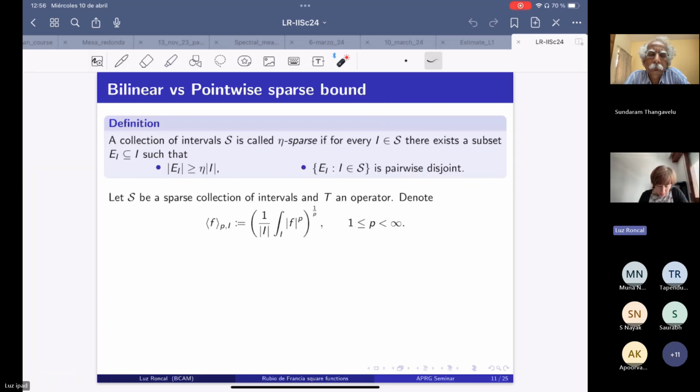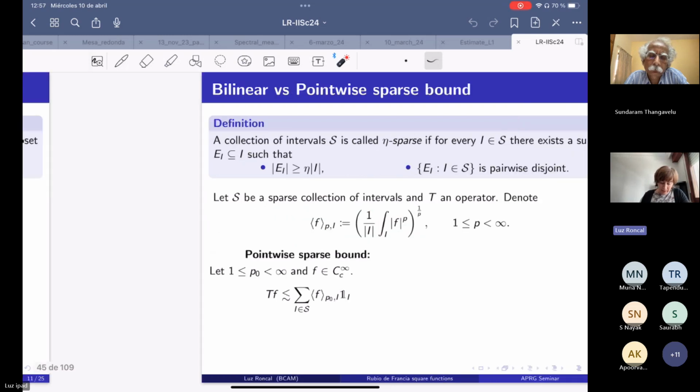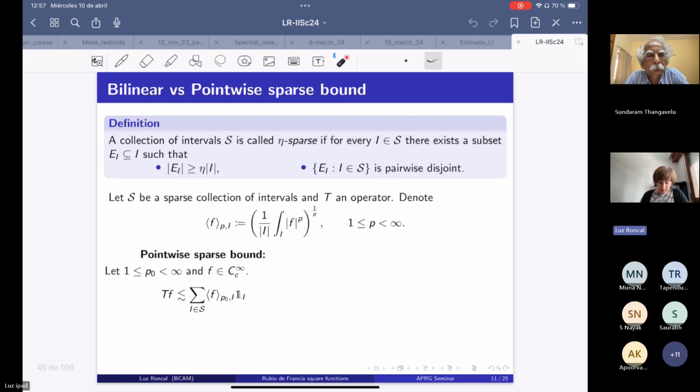Just some notation. This is the notation I will use for the averages. These are the p-averages of a function f. And then a sparse operator or a sparse bound for a certain operator T will be a pointwise inequality of this form.